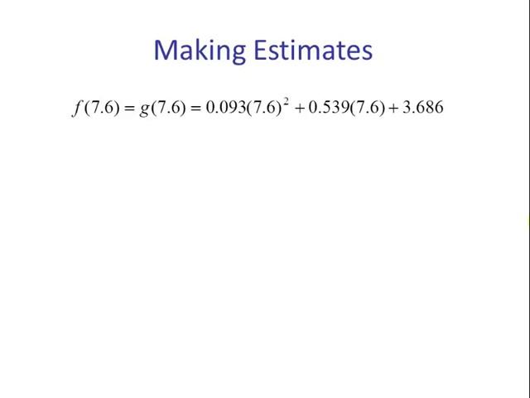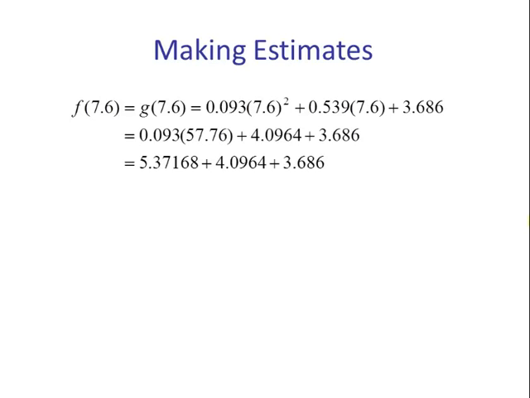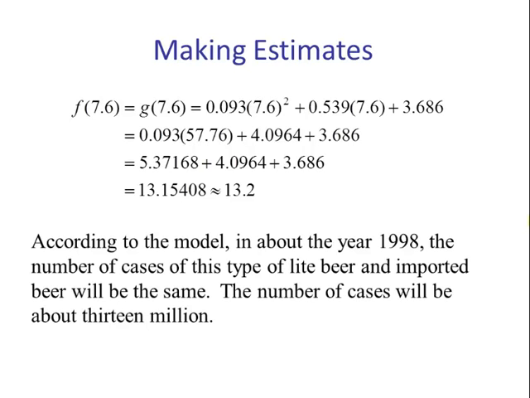For the next time, 7.6, we substitute that back into one of the models, do the arithmetic, and we have an output of about 13.2. So we would say, according to the model, in about the year 2008, the number of cases of light beer and imported beer will be the same. The number of cases will be about 13 million.